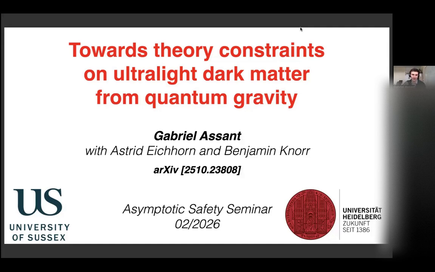So this is a project that we've done with Astrid and Benjamin when I was in Heidelberg before summer of 2025, and this was published on arXiv in October of the same year. This is a work about trying to constrain couplings between ultralight dark matter scalar candidates and the standard model or parts of the standard model, and to try to make these constraints coming from quantum gravity.